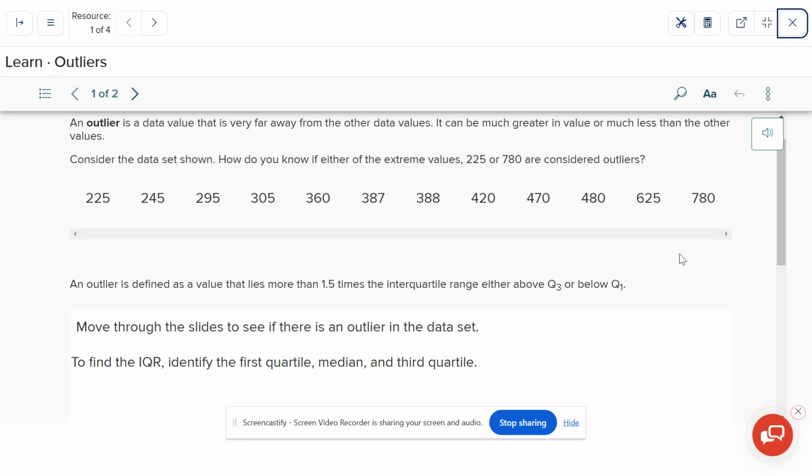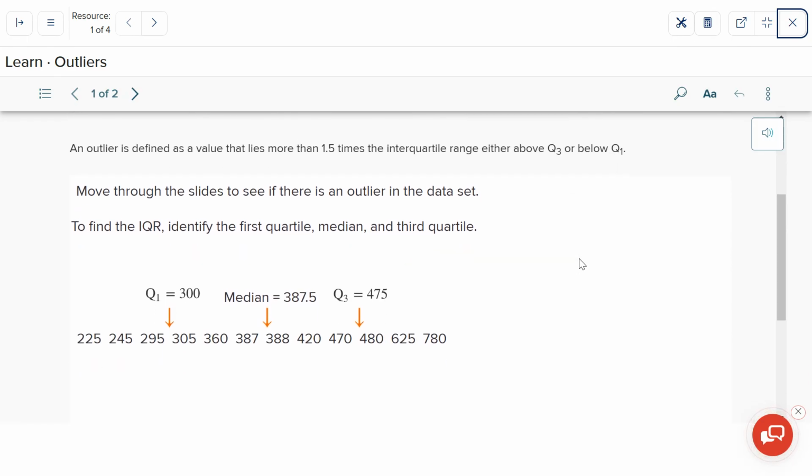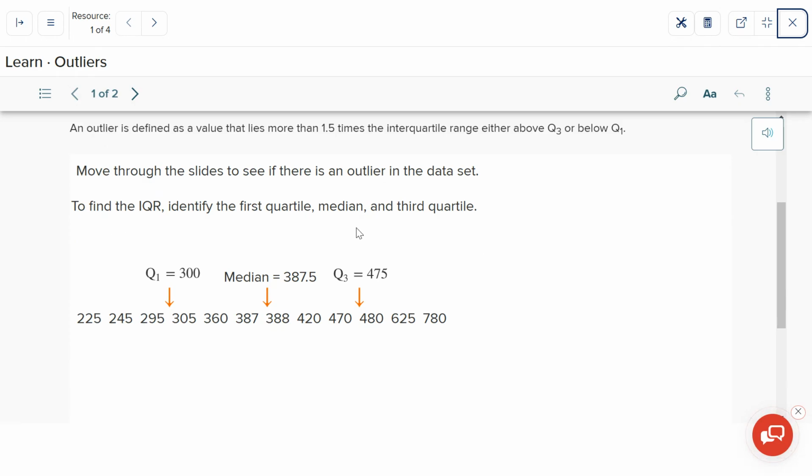An outlier is defined as a value that lies more than 1.5 times the interquartile range, either above Q3 or below Q1. So in order to do this, we're going to need to do some median work and some quartile work to see if these extremes are considered outliers. To find the IQR, you should remember this, we need to find the first quartile, median, and third quartile. Since they already listed these in order for us, we can just take their word for it.